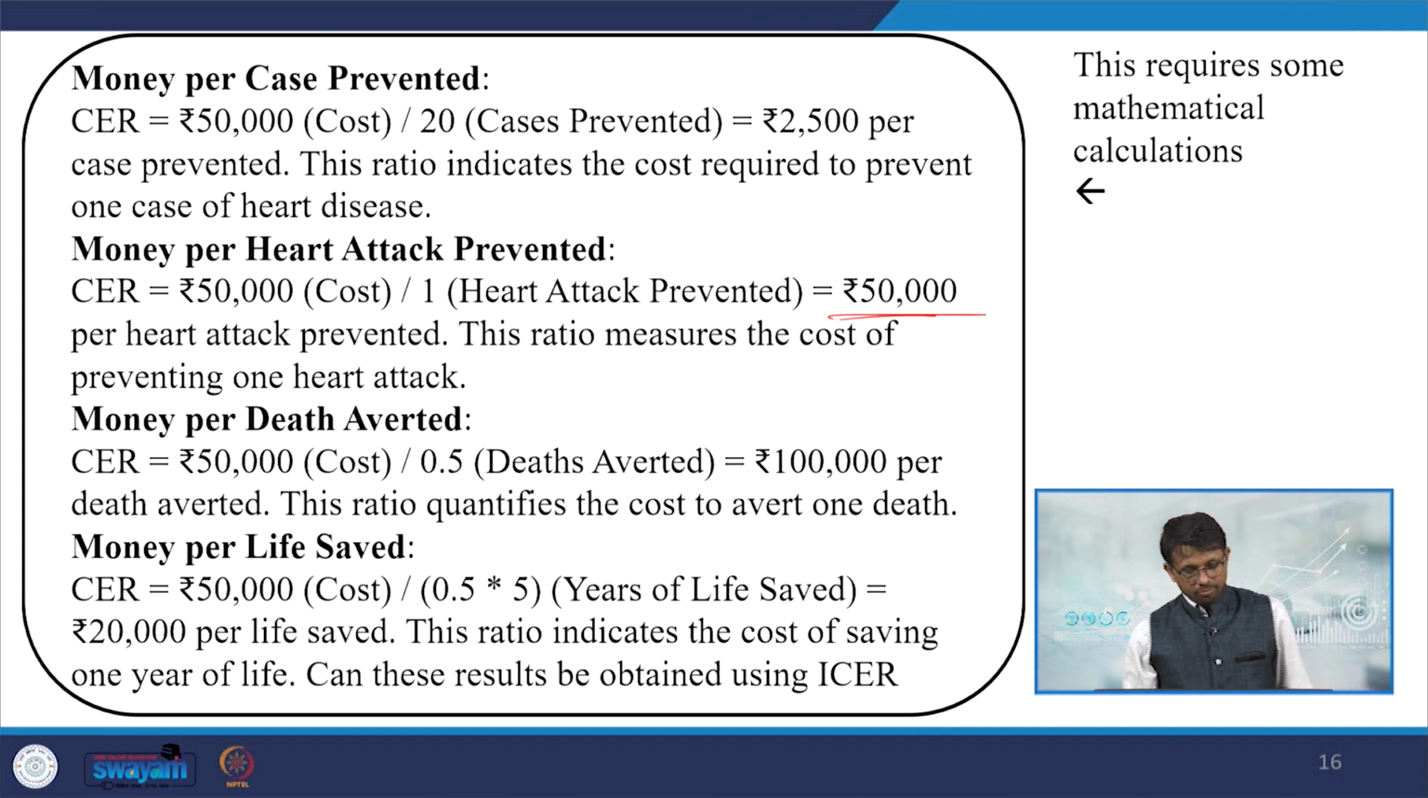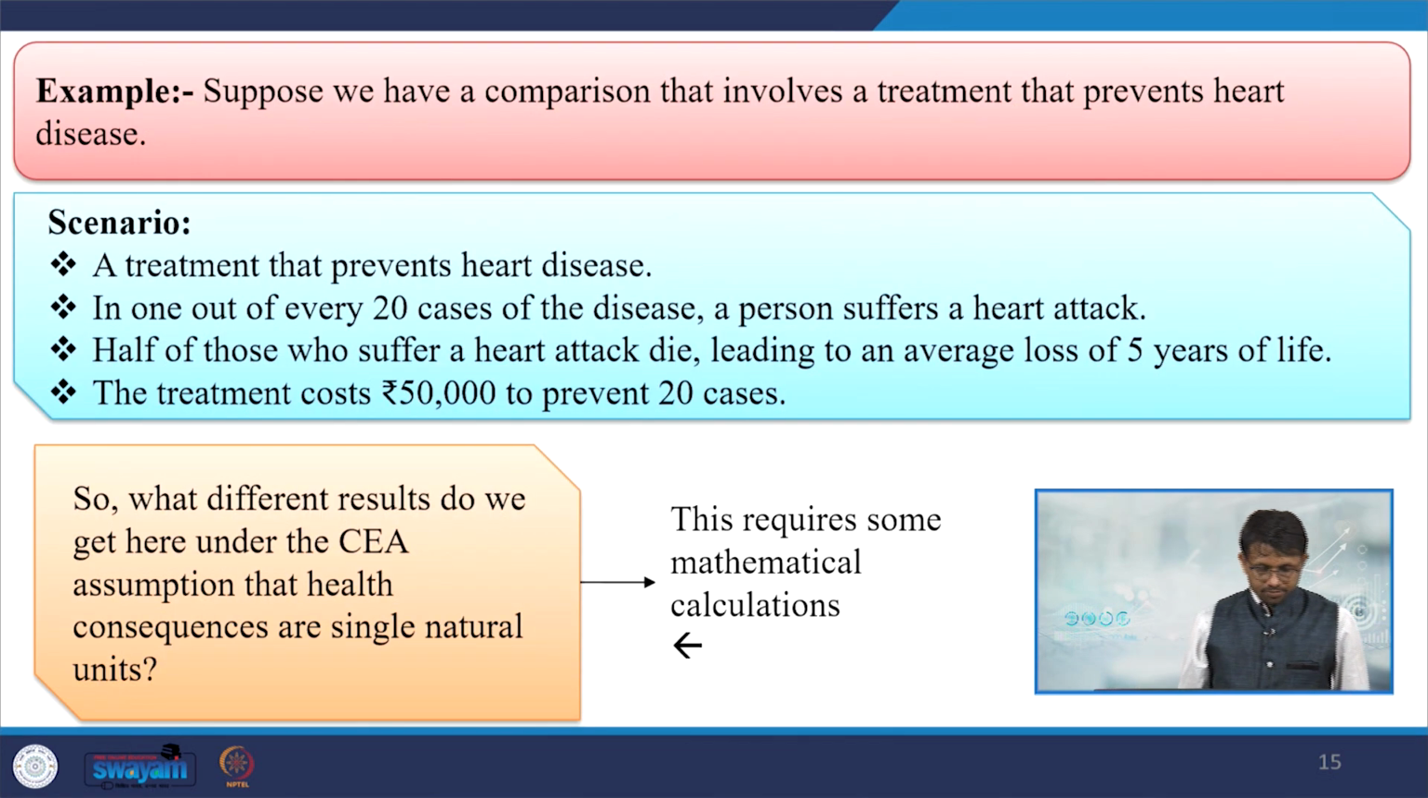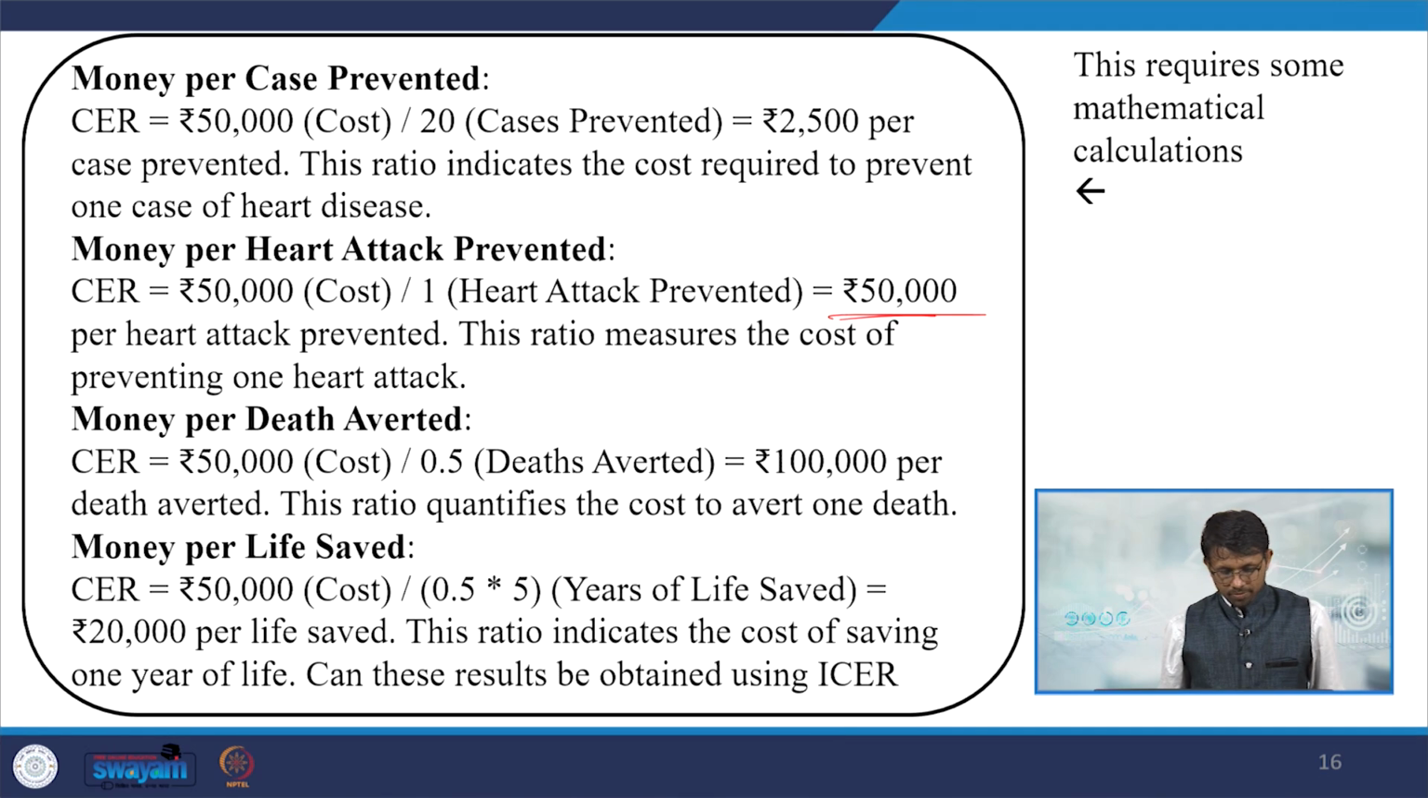We know that in 50% of cases, half of those who suffer heart disease die. So 50% are death cases. So the cost of 50,000 per case is divided by 0.5, so that many deaths can be averted. That means 1 lakh per death averted. The cost for this is 1 lakh. This ratio quantifies the cost to avoid one death.